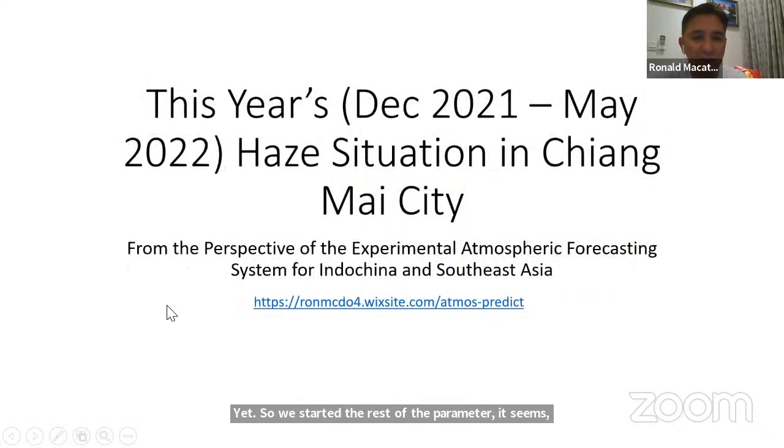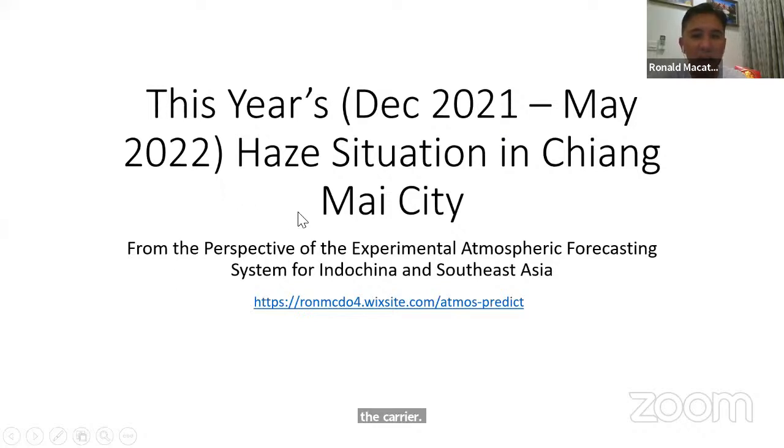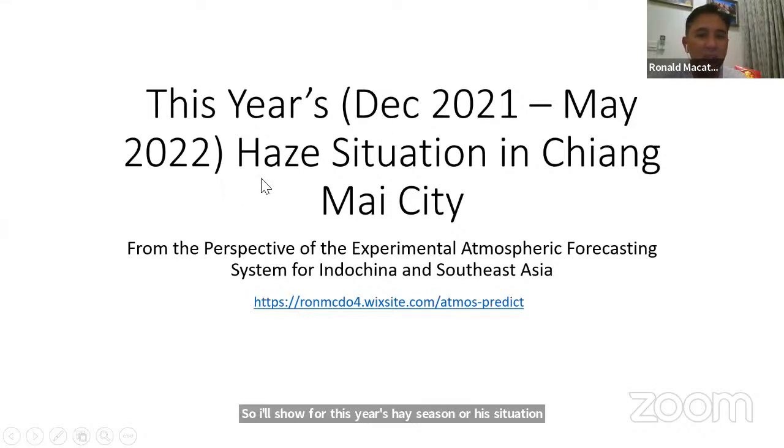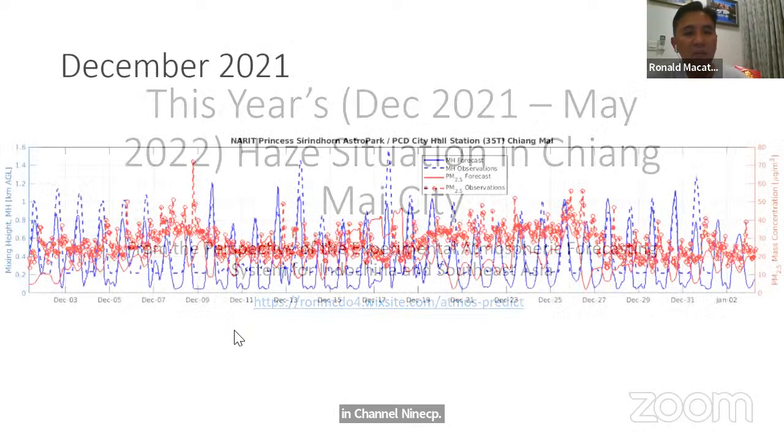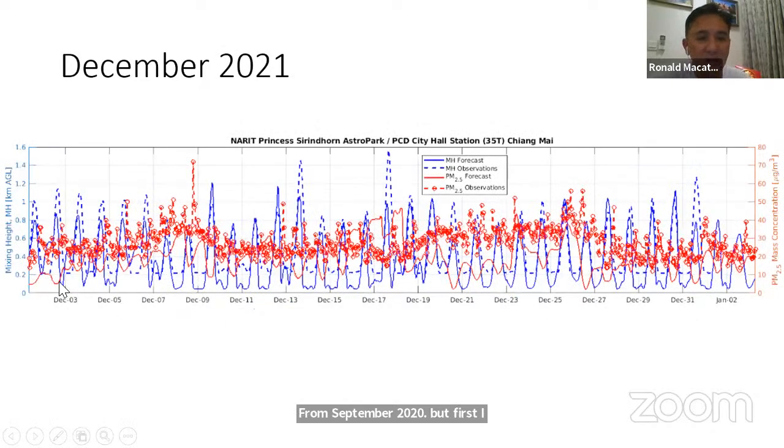I'll show this year's haze season in Chiang Mai City, from December 2021 to May 2022. First, this is a time series. The red is the PM 2.5 concentration in micrograms per cubic meter; the line is the forecast and the dots are the observations. The blue line is for the PBL height: the solid blue line is the forecast, and the dotted blue line is the PBL estimate from the LiDAR that we have.